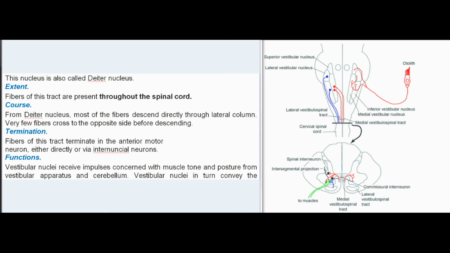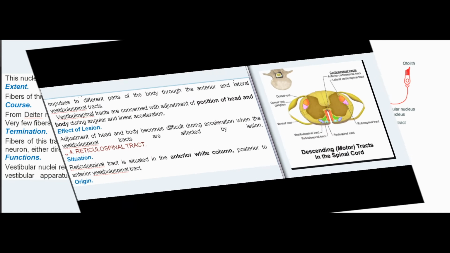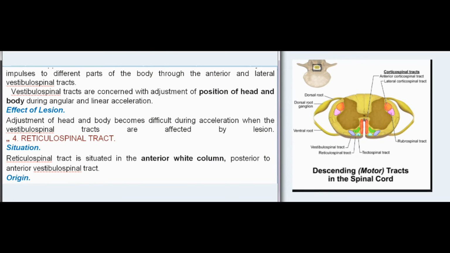Functions. Vestibular nuclei receive impulses concerned with muscle tone and posture from vestibular apparatus and cerebellum. Vestibular nuclei in turn convey the impulses to different parts of the body through the anterior and lateral vestibulospinal tracts. Vestibulospinal tracts are concerned with adjustment of position of head and body during angular and linear acceleration. Effect of lesion. Adjustment of head and body becomes difficult during acceleration when the vestibulospinal tracts are affected by lesion.